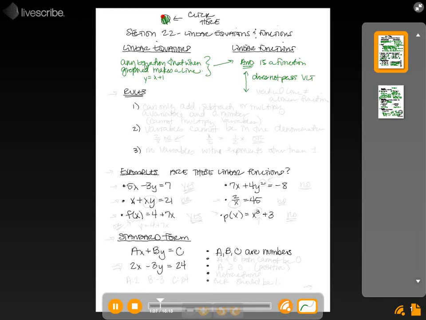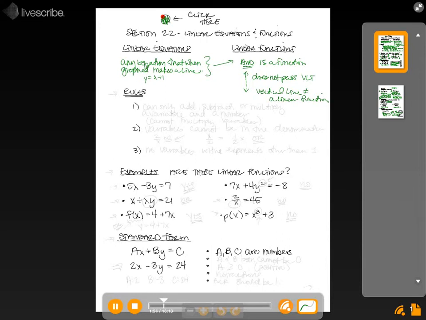A vertical line is not a linear function. That's really the only one that doesn't count. Because if it had a positive slope, a negative slope, or a horizontal line, all of those would still be functions. They'd pass the vertical line test. But a vertical line can't pass the vertical line test because it would intersect at more than one point.